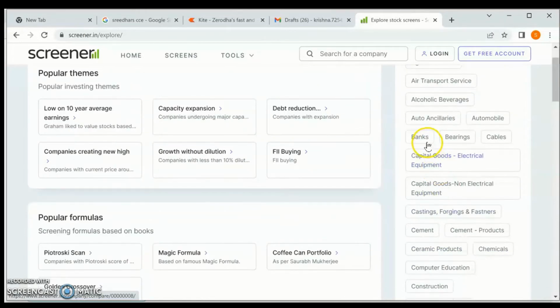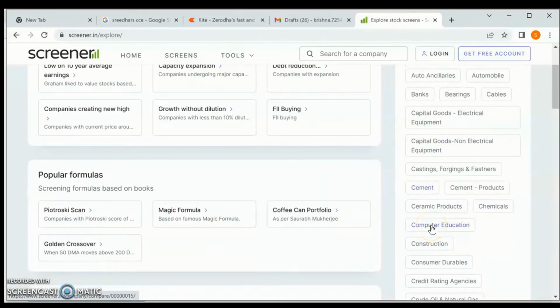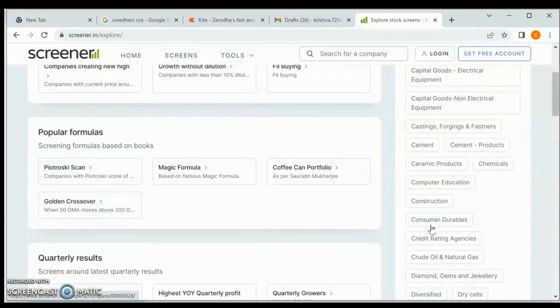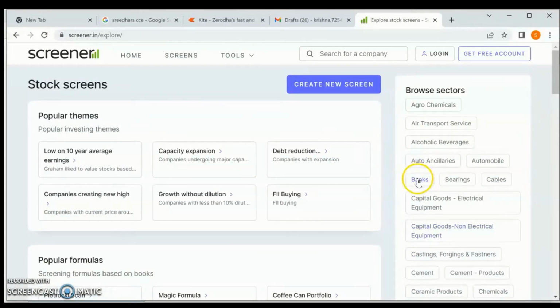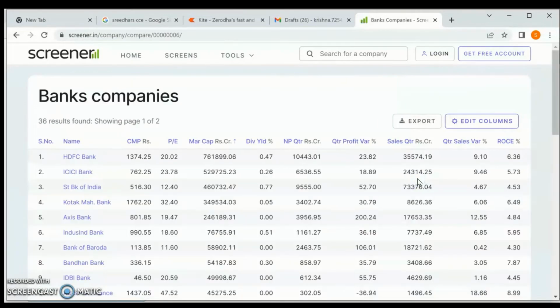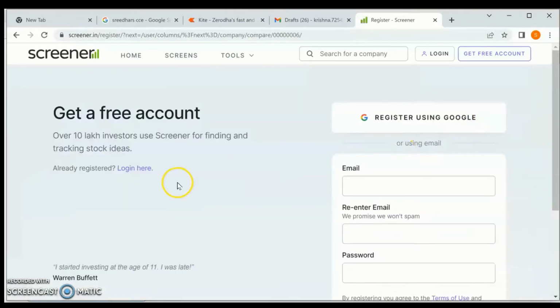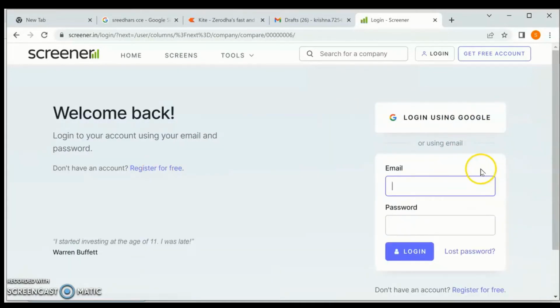For example, I'm taking the banks sector. Here you can see CMP, which is the current price, the PE ratio, and market cap. Also dividend yield and net profit, and you can edit these columns too. If you want to see more columns, you need to log in here. It's free for everyone; anyone can log in for free.